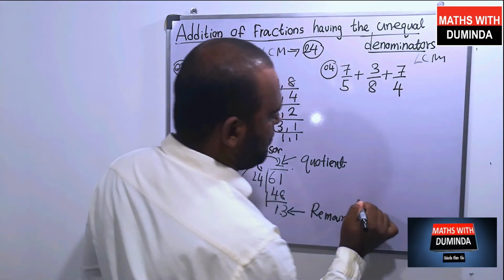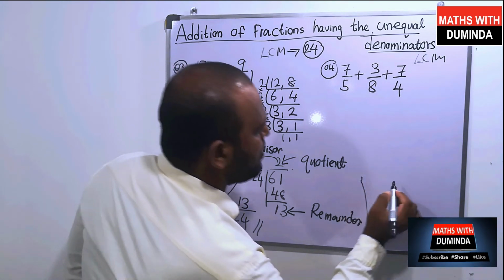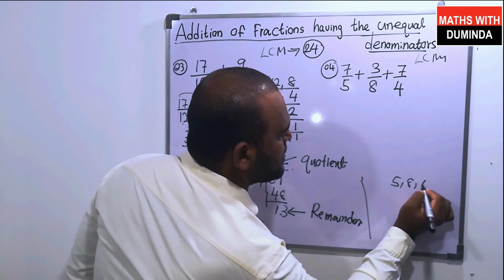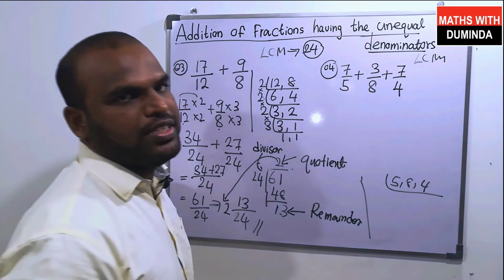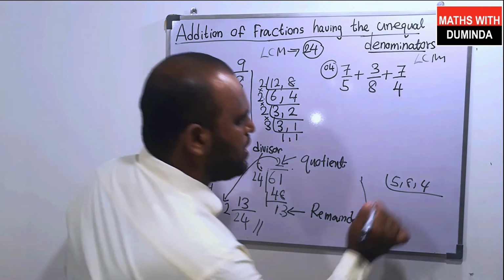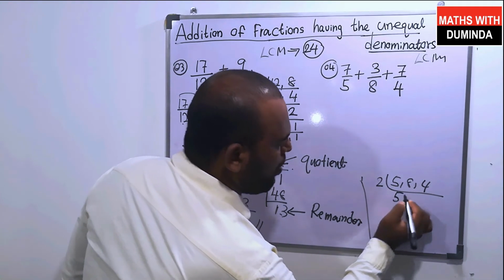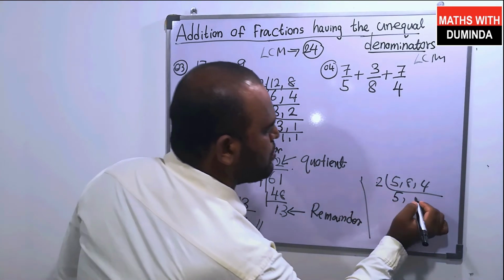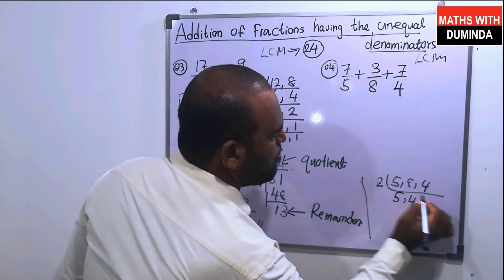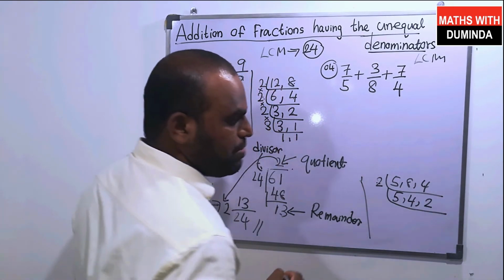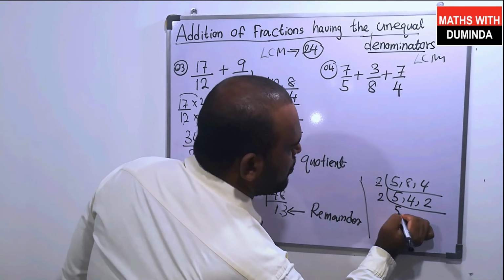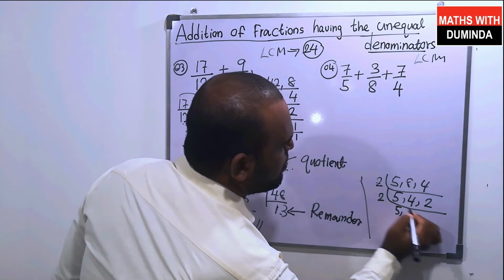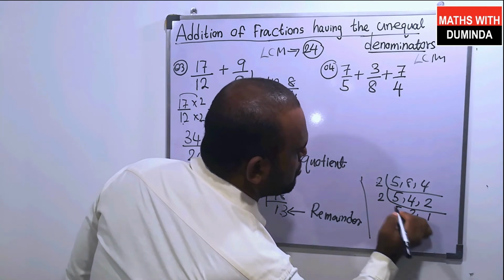LCM. So, alright, we find it here. 5, 8, and 4. We have to divide by the smallest prime number. So, let's divide by 2. 5 is not divisible by 2. Therefore, write it as it is. 8 divided by 2 is 4, and 4 divided by 2 is 2. It's again divisible by 2. Therefore, 5 we write as it is, and 4 divided by 2 is 2, and 2 divided by 2 is 1.